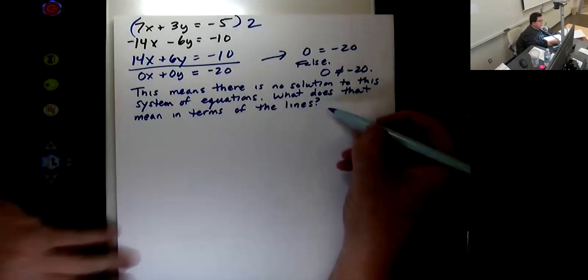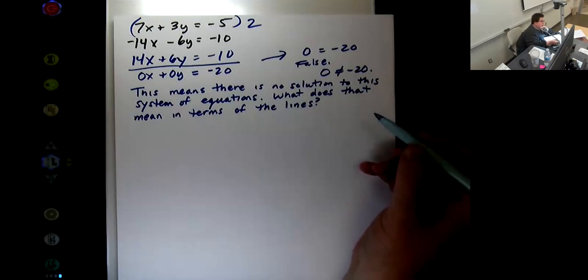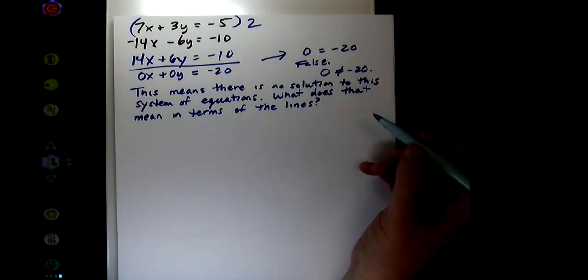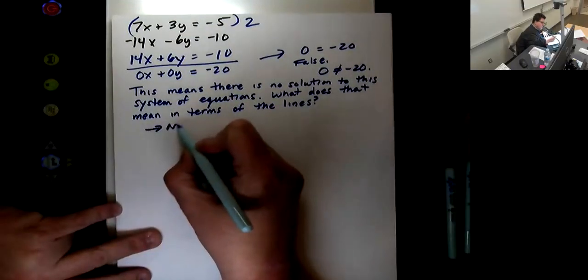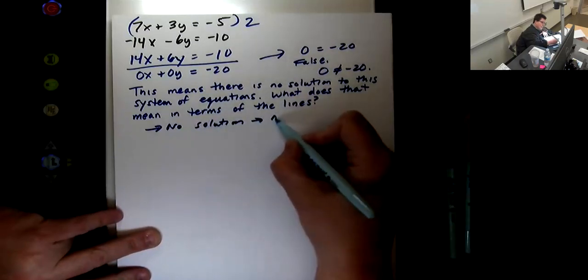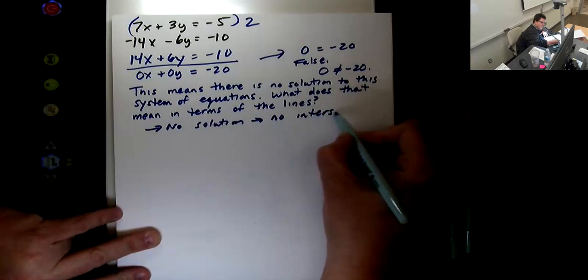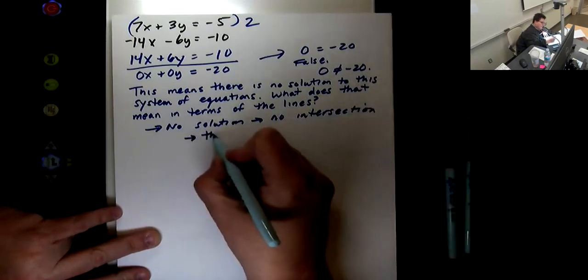What does it mean for the lines? Any ideas? Like on a graph. Yeah, like on the graph. Like they don't intersect. They don't intersect. So no solution means no intersection. And what does that mean for the lines themselves? They are parallel.